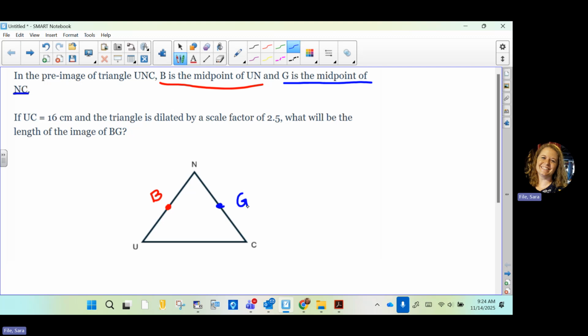It says if UC is 16 centimeters and the triangle is dilated, will we close that door for me, please? You finish?